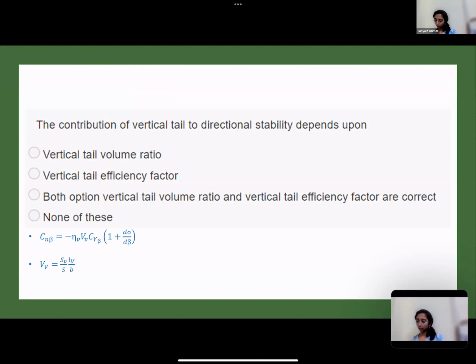So you have the vertical tail efficiency factor, which is definitely there, and the vertical tail volume ratio, VV. Both of these parameters are in the equation. So the answer is both. It has both eta V and VV.